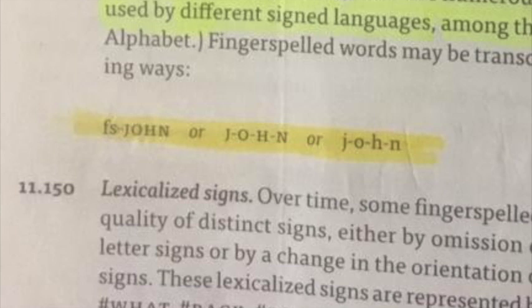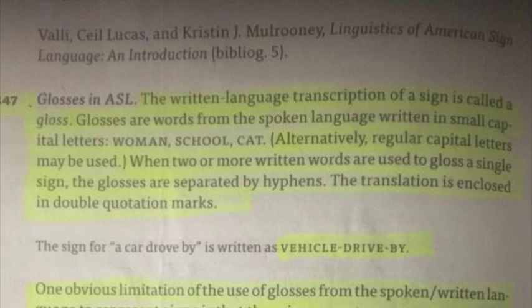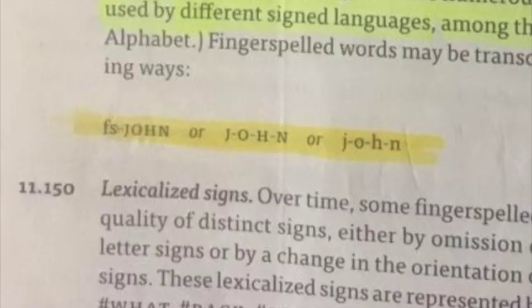Yeah. Remember, as it said here, the written language transcription of a sign is called a gloss. Now, this finger spelling here, John, is a gloss because it's not English. Yeah, it's sign. So the other interpretations there is, of course, the capital letter word, John, with all the hyphens in between the letters, or you've got lowercase version, lowercase J-O-H-N with all the hyphens in between.